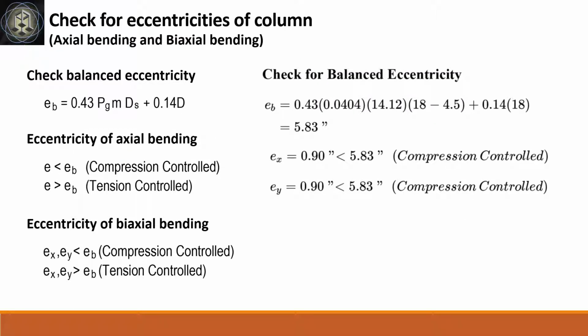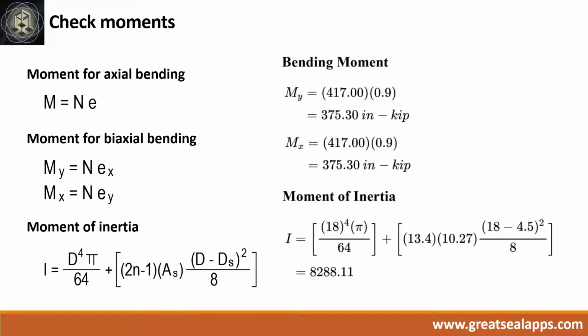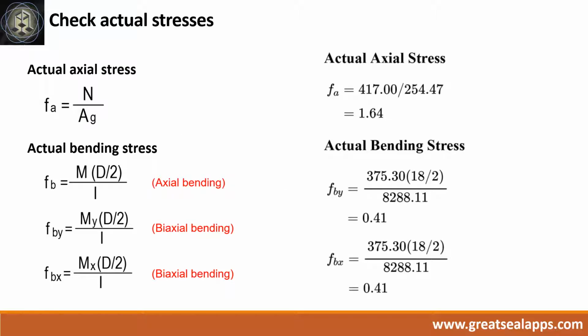The balance eccentricity is 5.83 inches, greater than 0.9 inch. Therefore, the section is compression controlled. Bending moment at both x and y axis is 375.3 inch kips, and moment of inertia is 8,288.11. The actual axial stress is 1.64, and the actual bending stress for both x and y axis is 0.41.